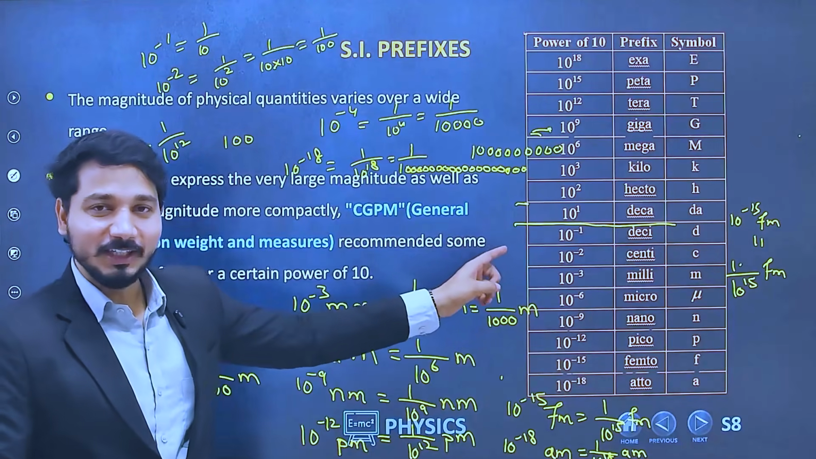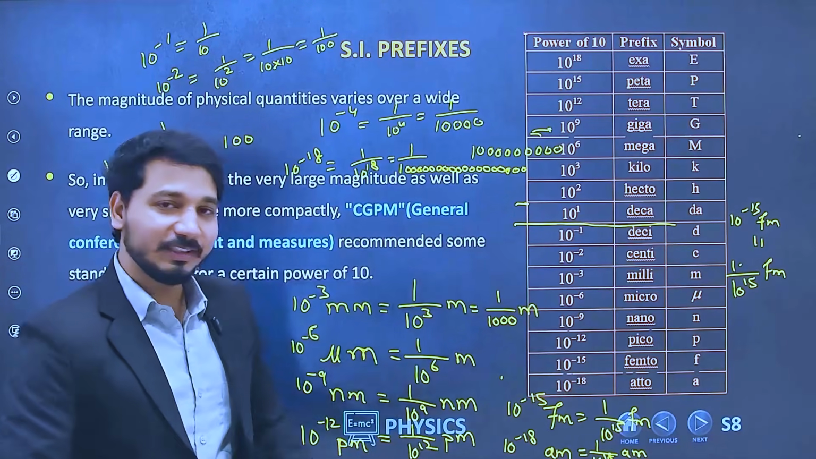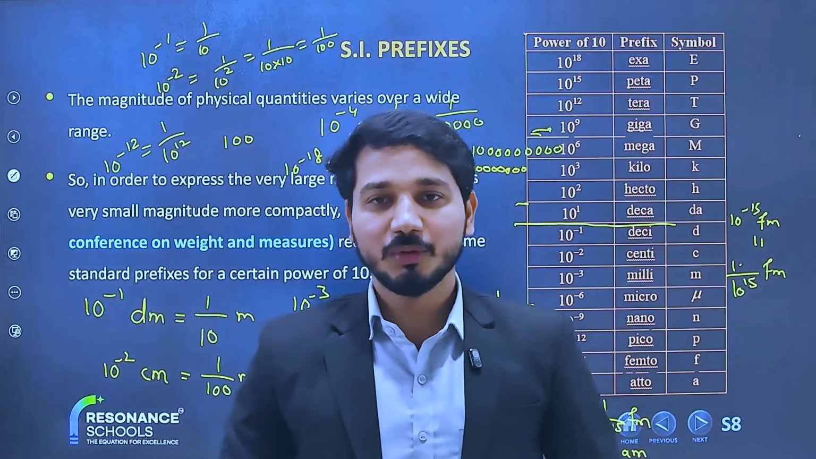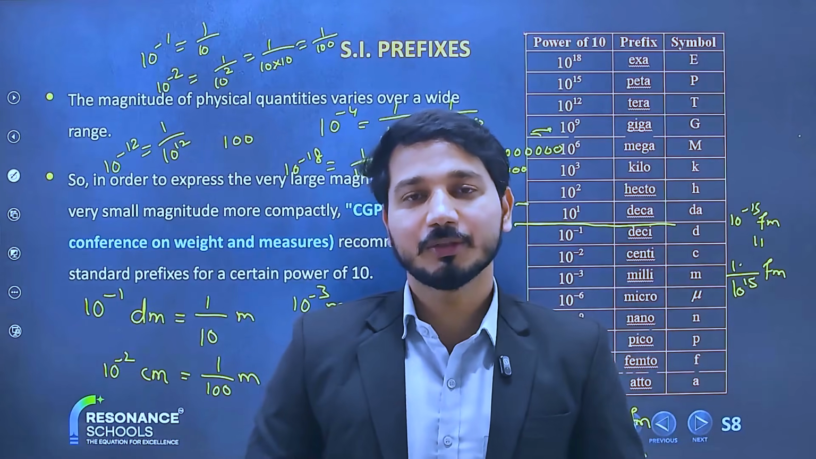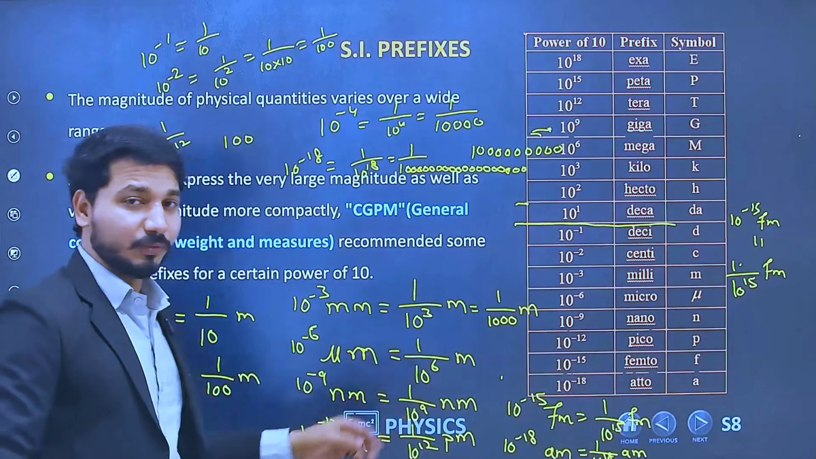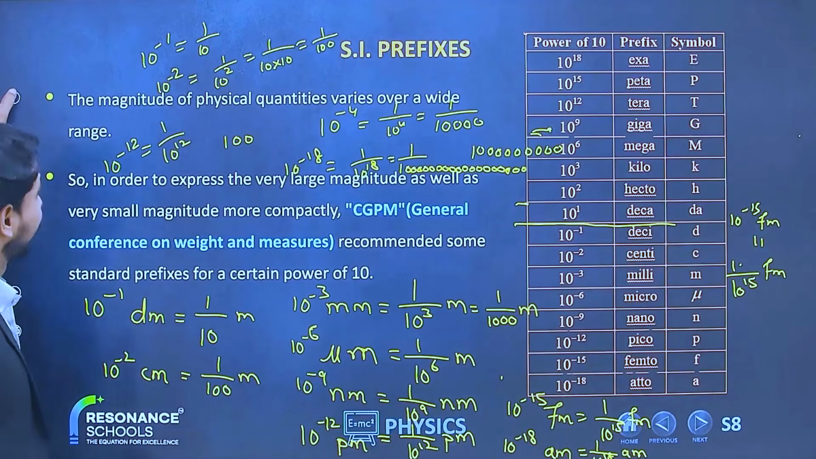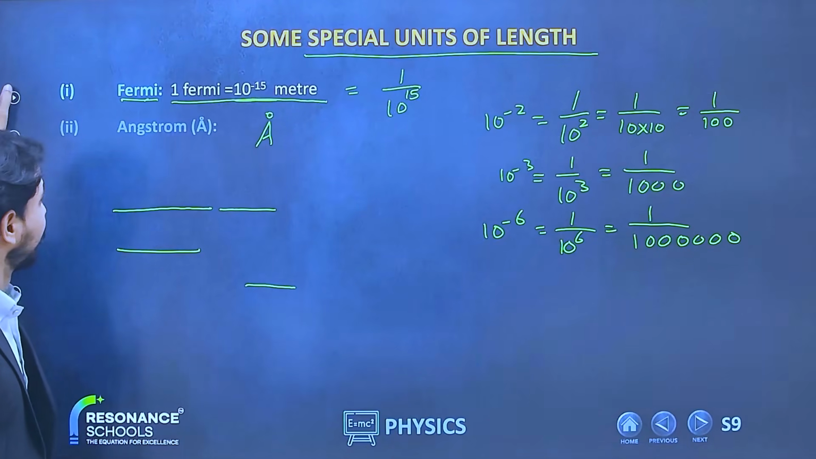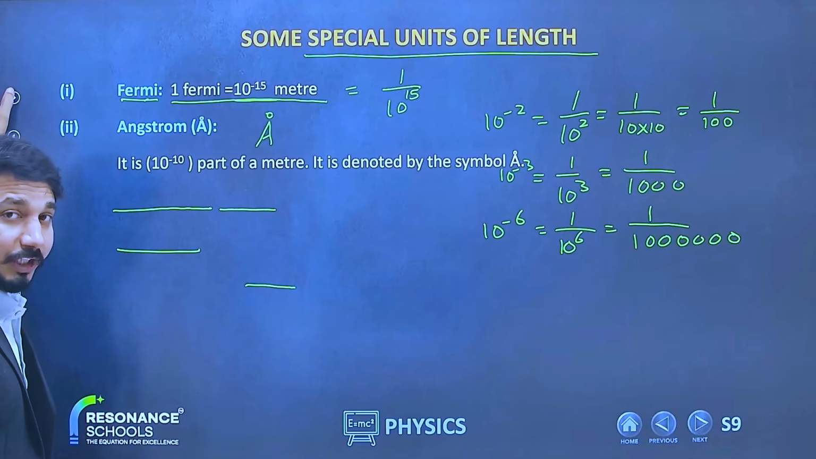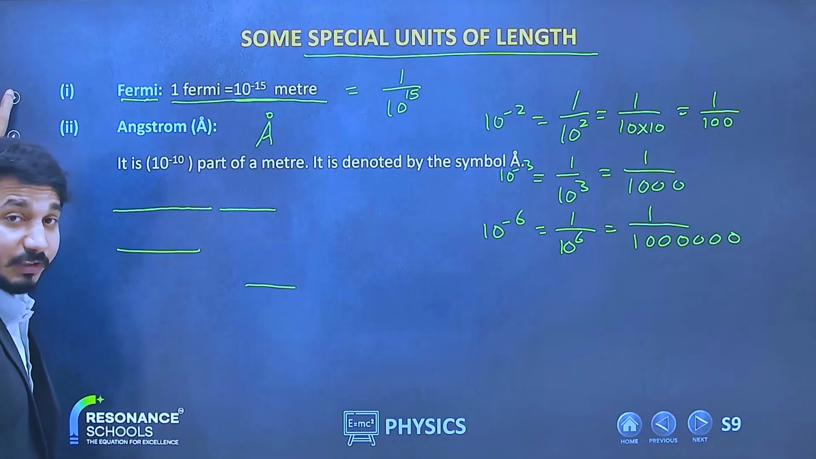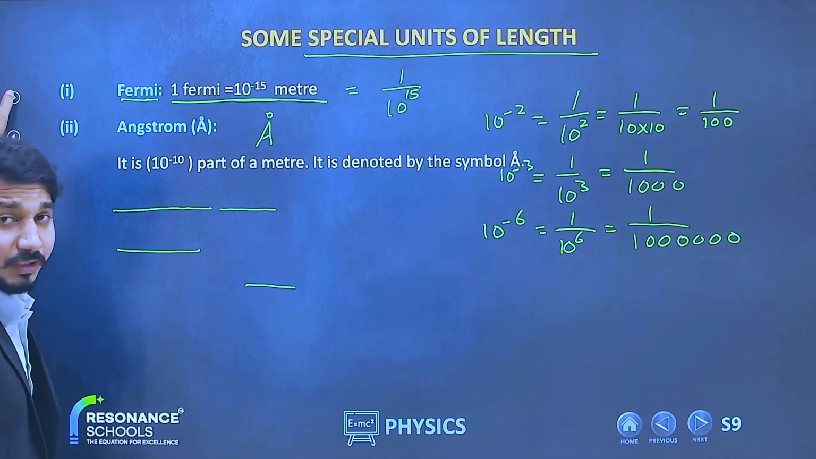Right. Similarly, when we are moving down, we can learn deci, centi, milli, micro, nano, pico, femto, atto, right? So these are the SI prefixes which we were using in solving unit conversion problems. We had learned about unit conversions, right? So Fermi, we know 1 Fermi is equal to 10 to the power minus 15, and 1 angstrom is equal to 10 to the power minus 10. These units we have to remember for our easiness when we solve the numericals of physics.